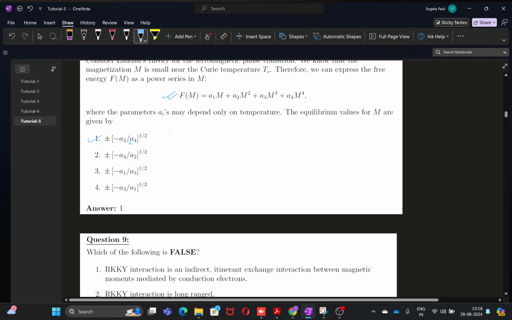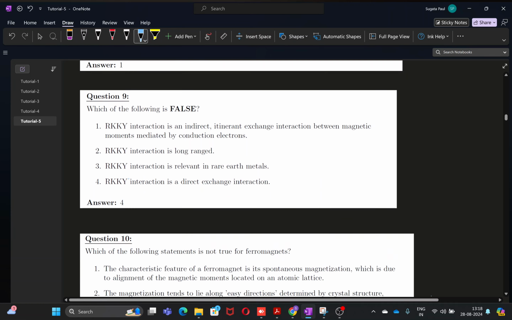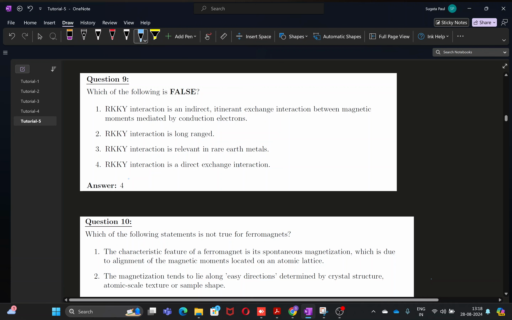Other than that, you can just choose based on the fact that a2 divided by a4 is there. All the other options are not close enough, so we choose option number 1 as the correct option. Now we are only left with 2 questions, 9 and 10. 9 is about what is false, you have to choose.